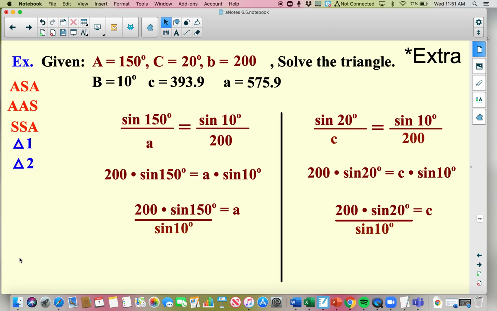So that was, again, just an extra example. This is not the side-side-angle case. Look at the original. So you did not need to check for a second triangle, just to clarify that.